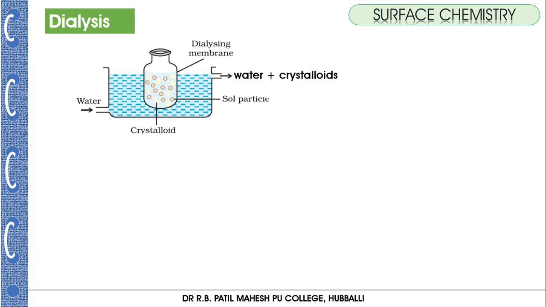Now let us see what is dialysis. See, in this diagram we used a dialyzing membrane or enamel membrane or parchment paper here. So this is our enamel membrane or parchment paper, and inside that we have taken colloidal solution containing impurities such as crystalloids or true solution particles. Now what we have to do? We have to remove these crystalloid particles or true solution particles from colloids.